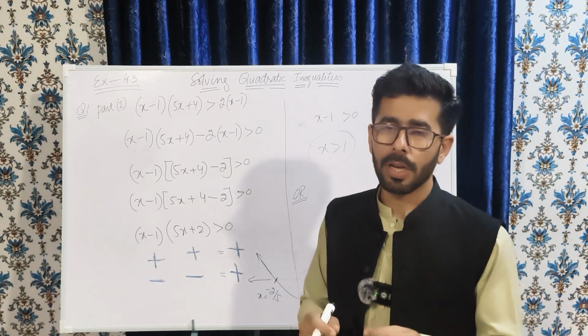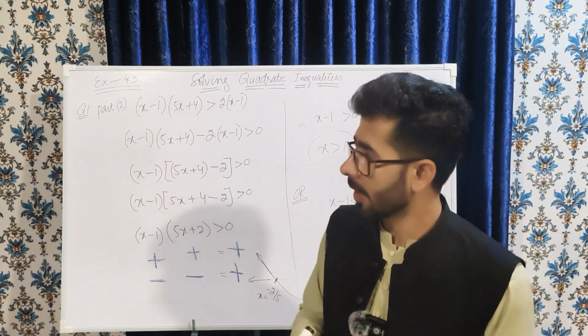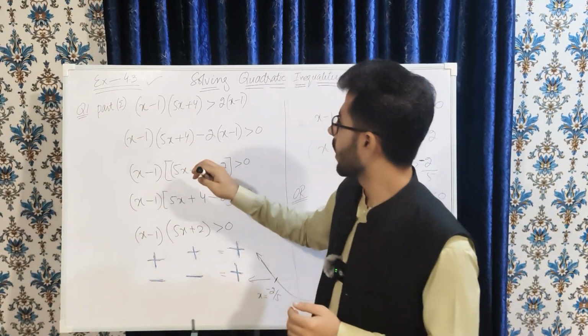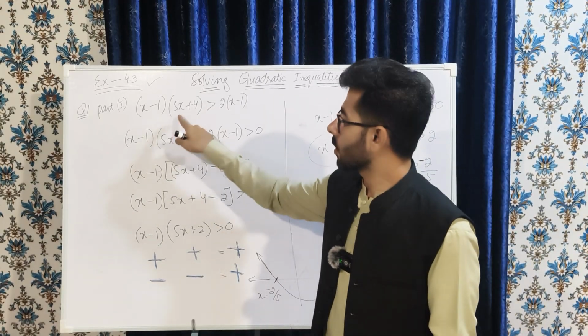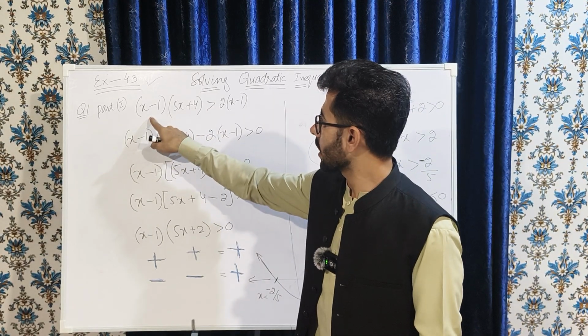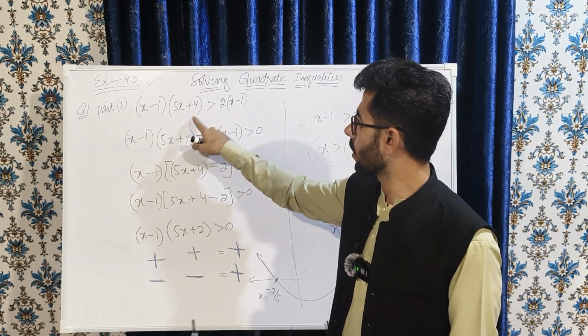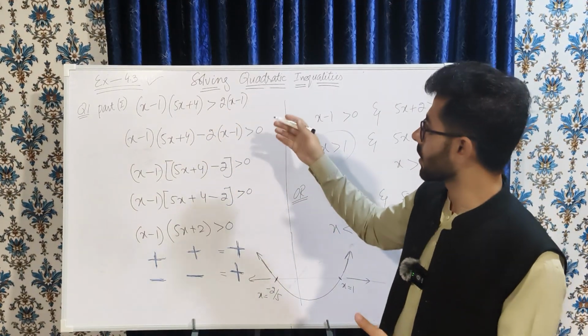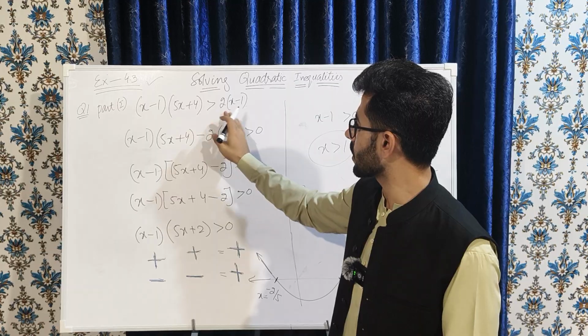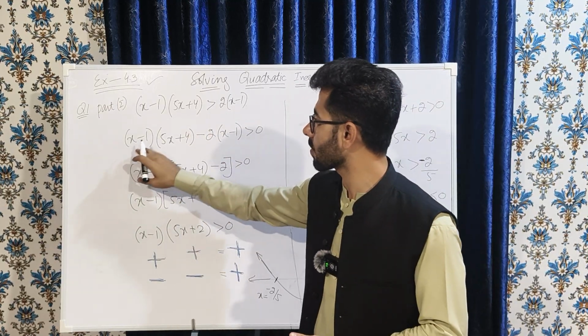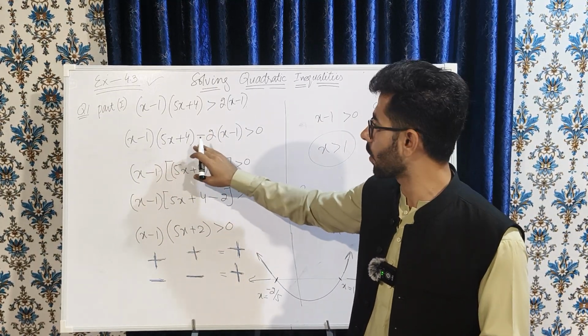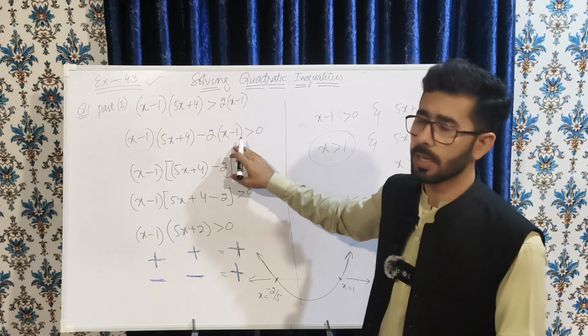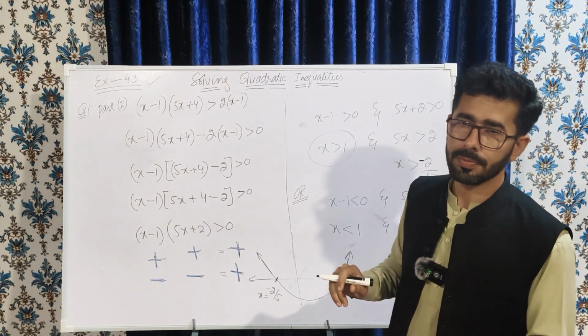Hello students, we are doing question number 1 part I from exercise 4.3. This has an inequality which says x minus 1 times 5x plus 4 is bigger than 2 times x minus 1. For solving it, we simplify it, take this term to the left, so we have x minus 1 times 5x minus 4 minus 2 times x minus 1 all bigger than 0.